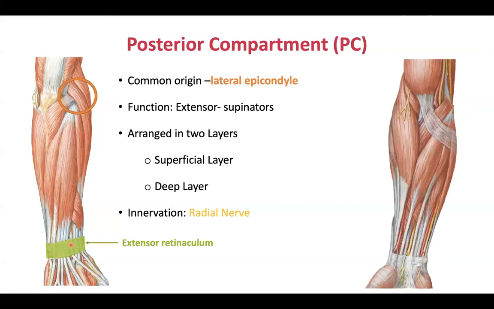Similarly, in the anterior compartment also, holding the tendons in their position, we have the flexor retinaculum, and this is also a thickening of the antebrachial fascia or the deep fascia. So we have extensor and flexor retinaculum, right? And they hold the tendons in their position.